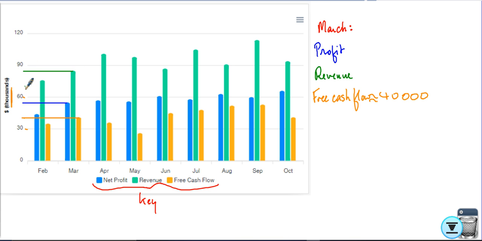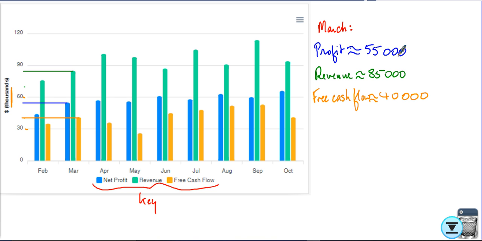So if we say this is 60, this is 70, this is 80, it's about 85. It's about 85,000 in revenue. And for profit, as we can see, it's about 30, 40, 55. Okay, that's about 55,000 in profit. So as we can see, we have found from the graph what is the profit, the revenue, and the free cash flow for the month of March. You can do the same for the rest.